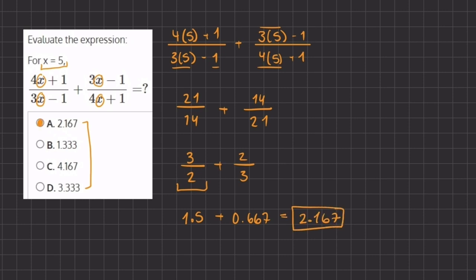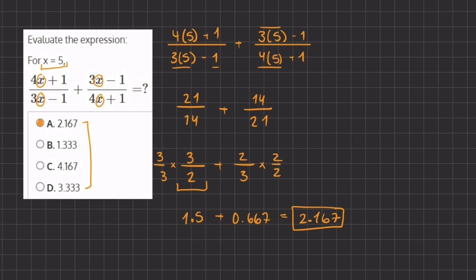Now the second way to solve this problem is to create a least common denominator between the two fractions, add them together, and then turn the mixed number fraction into a decimal. So if we do so, our LCD, our least common denominator, is going to be 6. So that means that we need to multiply our first fraction by 3 in the numerator and denominator, and our second fraction we need to multiply by 2. So our fractions are going to look like this.